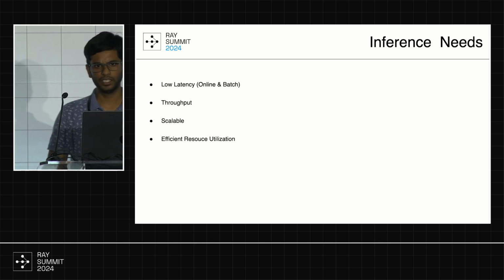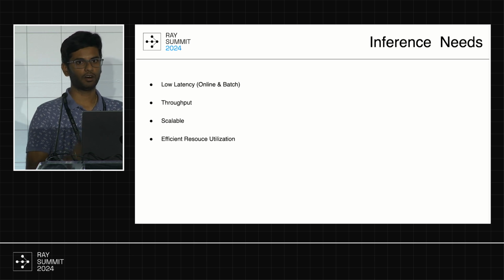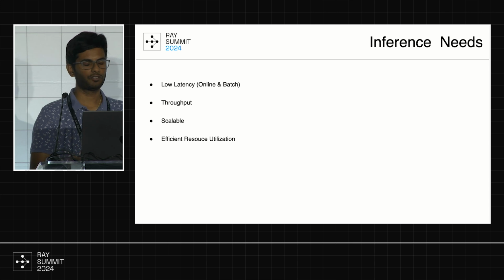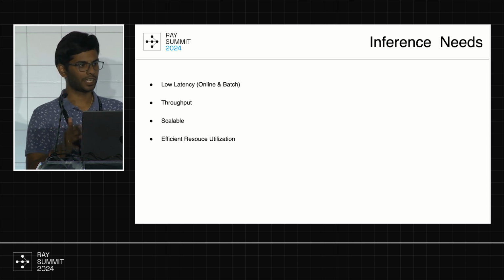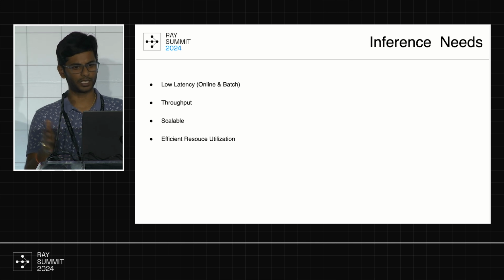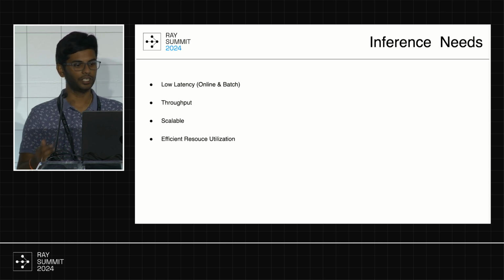So the inference needs for our solution are quite simple. We just need low latency inference for both online single request and batch request. You can take the example of our users trying to classify multiple columns at a time or generate documentation for multiple columns at a time. It's quite common. So we have a use case of online and, at the same time, batch inference. And we need high throughput.